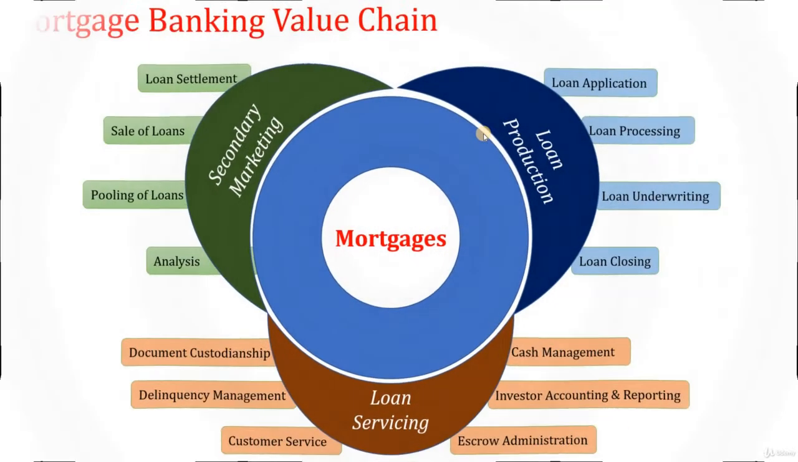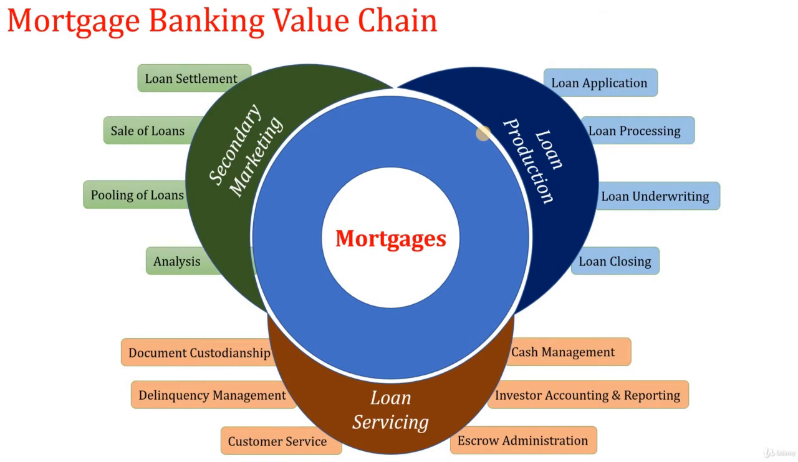Each of these segments has been broken down further as per their functionality. Okay, so now let's understand what each segment means and what exactly the process involved in each segment is. First one is loan production. Loan production involves loan origination, loan processing, loan underwriting, and loan closing. These are the four main processes involved in the loan production activity.